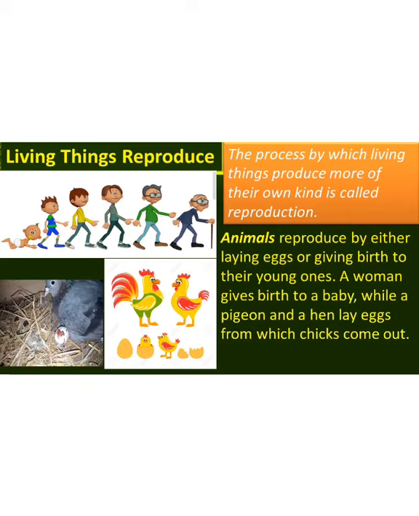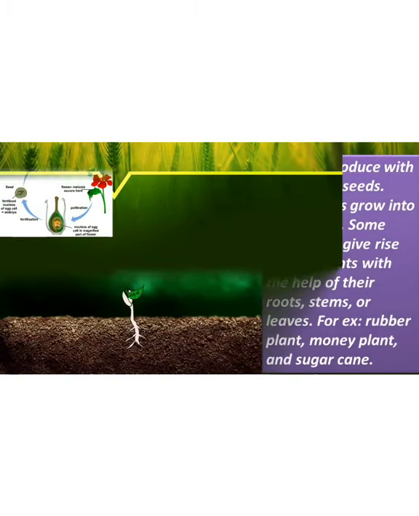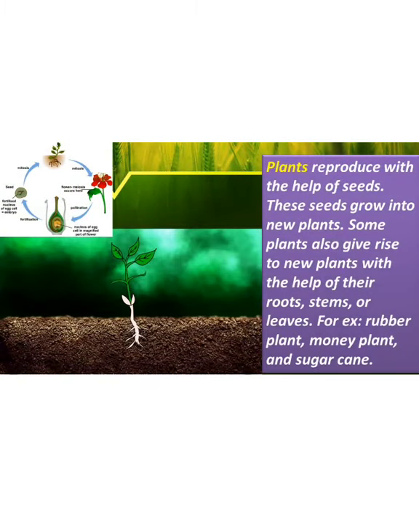Animals reproduce by either laying eggs or giving birth to young ones. A woman gives birth to a baby, while a pigeon and a hen lay eggs from which chicks come out. Plants: most plants reproduce with the help of seeds. These seeds grow into new plants. Some plants also give rise to new plants with the help of their roots, stem, or leaves. For example, rubber plant, money plant, and sugarcane.